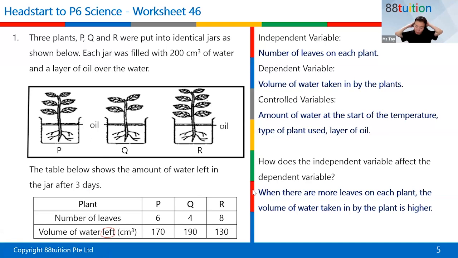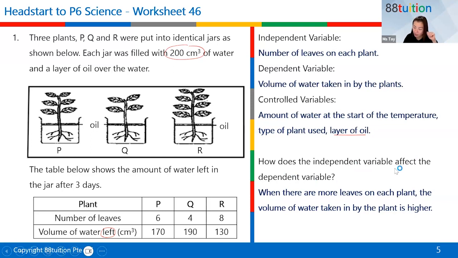Next, the controlled variables will be the amount of water at the start of the experiment, stated here as 200 cm³, and the type of plant used. Then also the layer of oil must be present in each experiment. So for setup P, setup Q, setup R, you have the same layer of oil there. Yes, Ziying, please go.